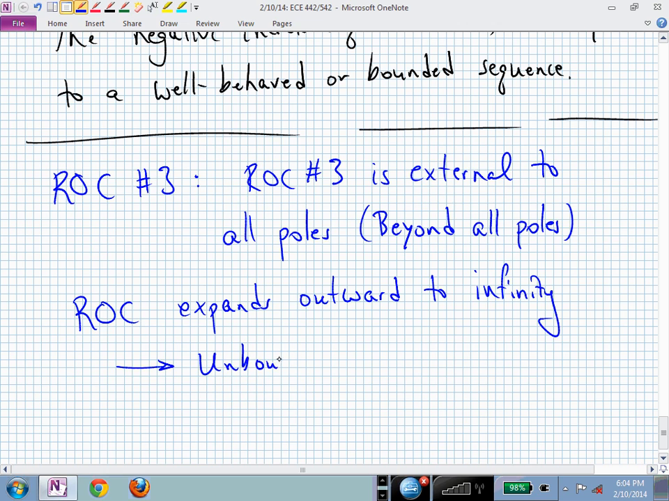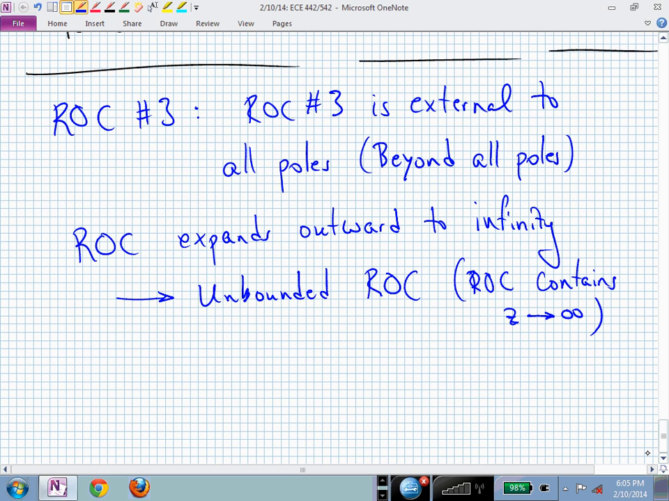So here you have to watch how I'm using unbounded. Now this is an unbounded region of convergence. I'm not talking about the time domain waveform just yet. This region of convergence contains all values of z out to and including or approaching infinity. That's why it's unbounded. Now, if I have an unbounded region of convergence that contains infinity, what do I know about my time domain sequence?